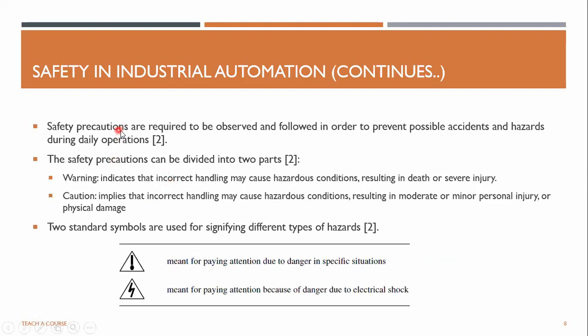Right, so safety precautions are required to be observed and followed in order to prevent possible accidents and hazards during daily operation. So you have to educate your workers and ask them to follow the health and safety guidelines. They can be divided into two types, warnings and coercions. A warning indicates that incorrect handling may cause a hazardous condition resulting in death or severe injury. But coercion implies it results in moderate or minor personal injury. These are the standard symbols you might have seen: this one says just pay attention when you're handling, and this one shows there's a hazard of electrical shock.